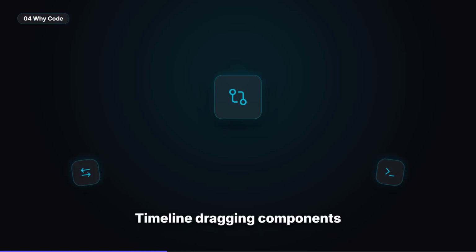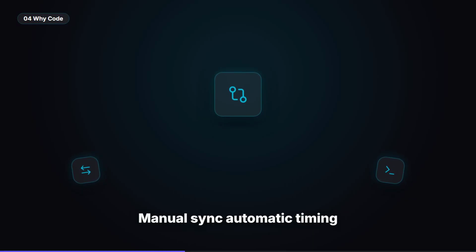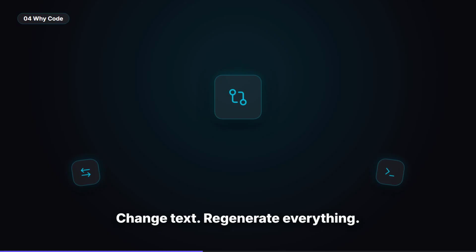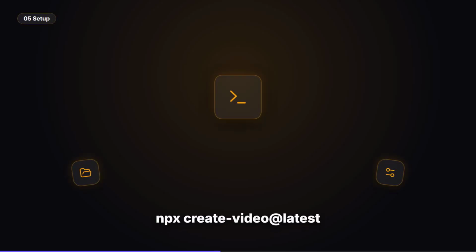Here's the shift in thinking. Instead of dragging clips on a timeline, you write components. Instead of manually syncing audio, the code reads the audio file's real duration and calculates the timing for you. It sounds harder, but once it's set up, you can regenerate an entire video by changing a few lines of text.